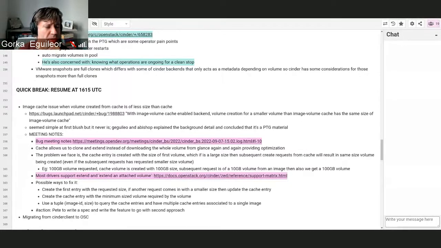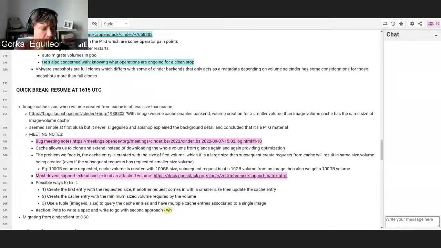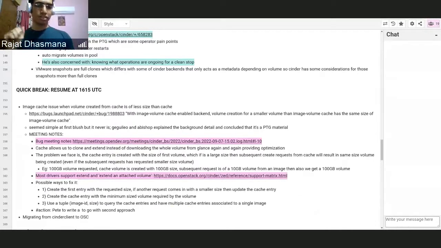So Pete, do we need a spec for this? Because this is basically a bug fix. Yeah, so I can skip that part. I mean, in my mind, the bug is we are creating the cache entry with the wrong size, which is the first volume that is requested. I would say that is the bug, but yeah. So do we have a spec for the original image cache feature? I'm not sure, and we could update that with this information. That would also be great. There is one.